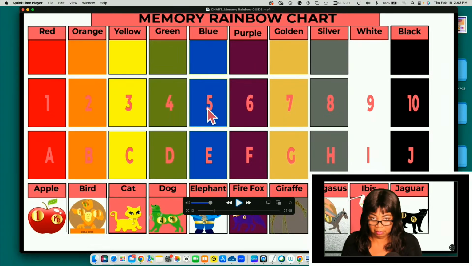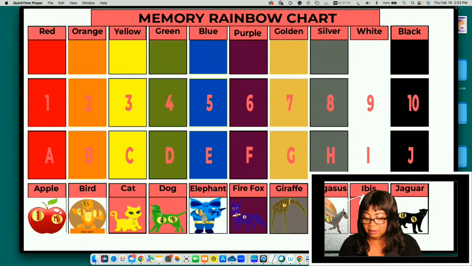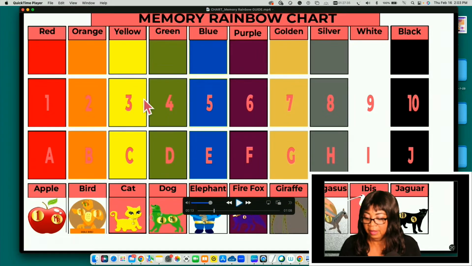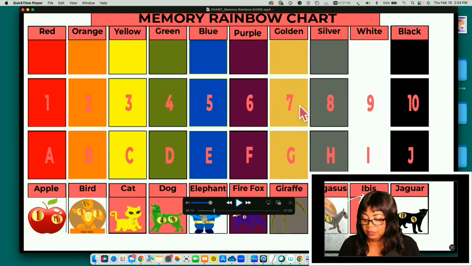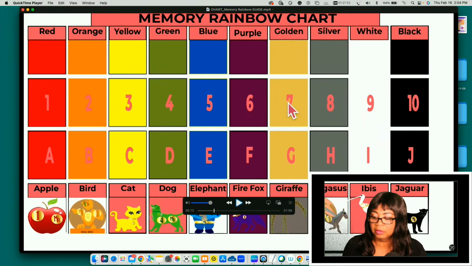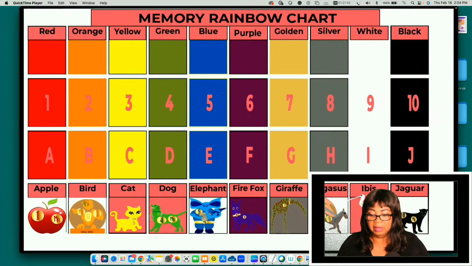I don't want to go into it a little too soon until I have the chart ready for you. But you can also have 300, 400, 500 series, and you can go into the thousands with this system. It's very flexible, and there's a lot that you can do with this. You can remember formulas, you can remember the speed of light or whatever.